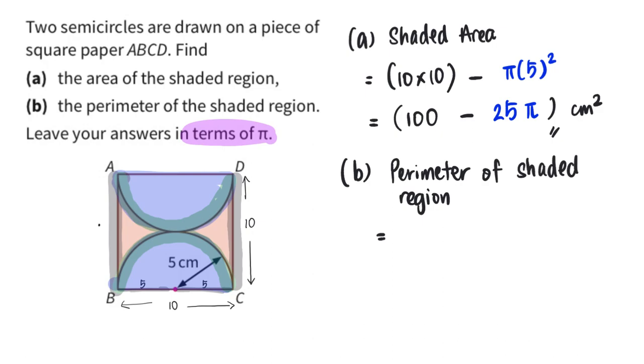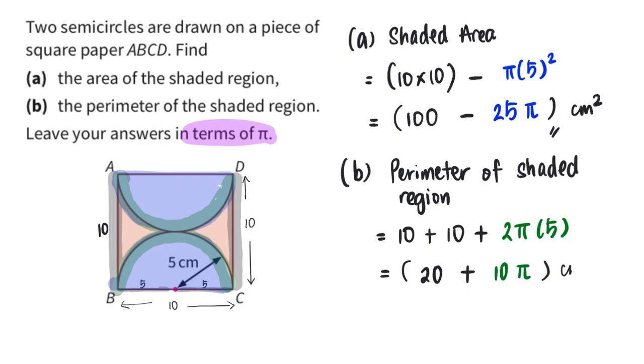is my 10 plus 10, plus the circle, which is 2 pi r, r is 5. And so I will have 20 plus 10 pi. 2 times 5 is 10 cm.